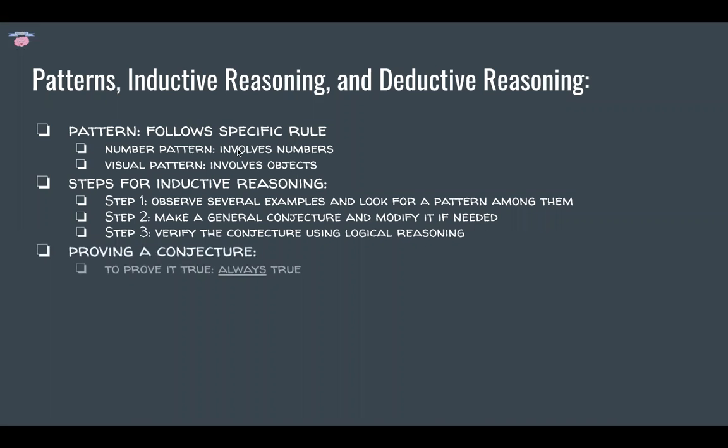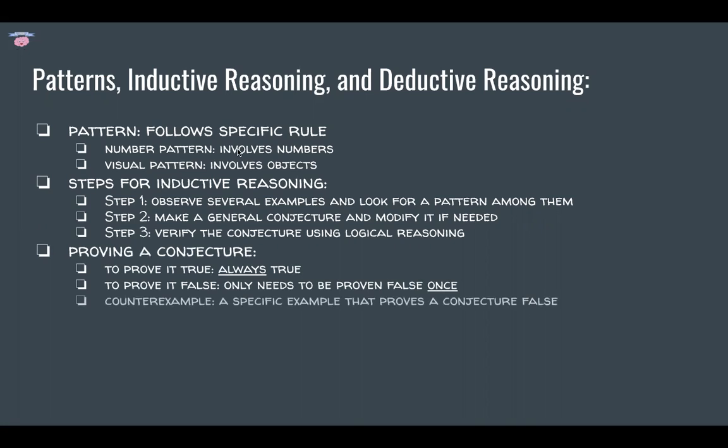So if you prove a conjecture true, it is always going to be true. But to prove it false, you only need to prove it false once. It can be true every single time except for one certain time, and it'll still be false. A counterexample is the specific example that proves a conjecture false. For an example of a counterexample, it could be that all circles have radius 2. And then I can draw a circle with radius 4. That's a counterexample.